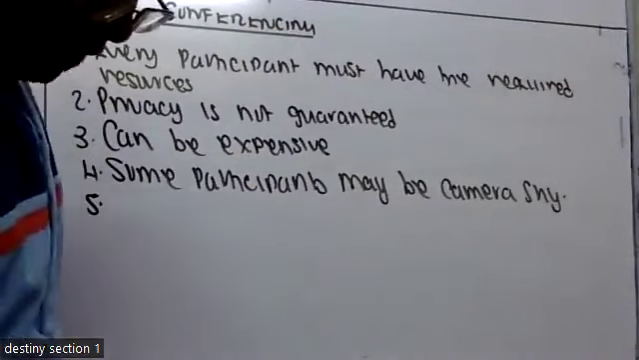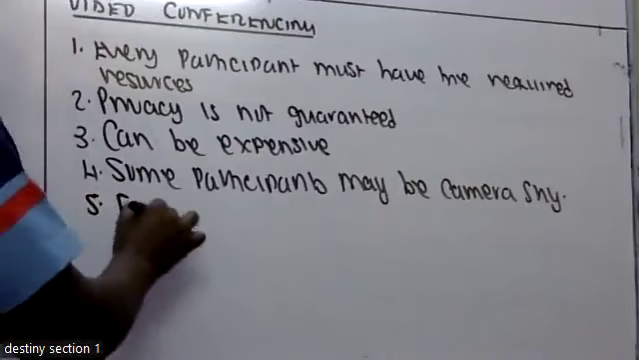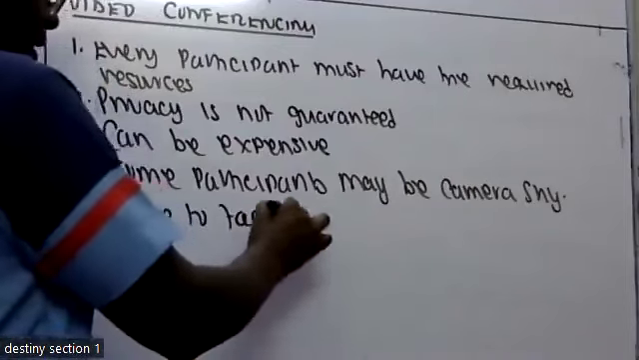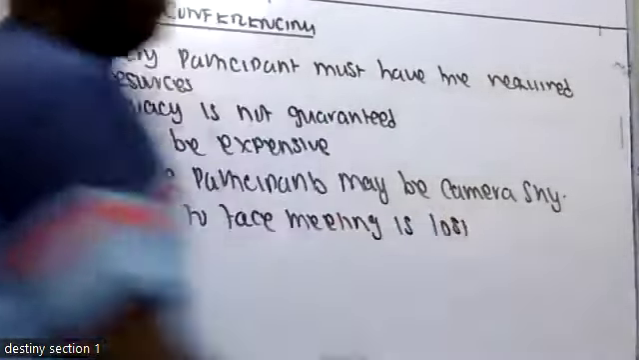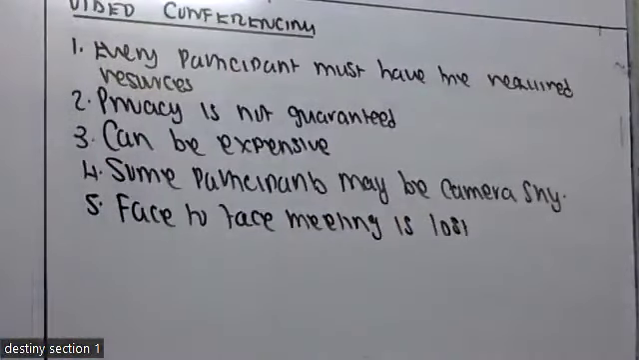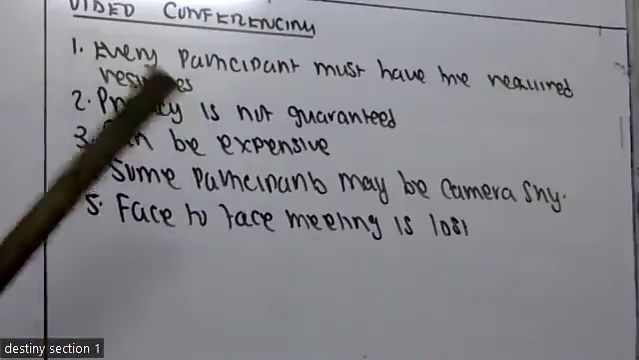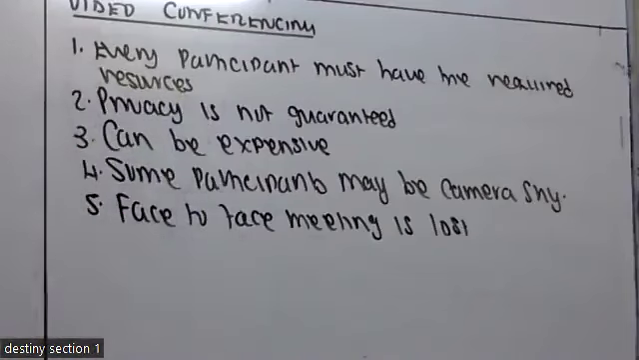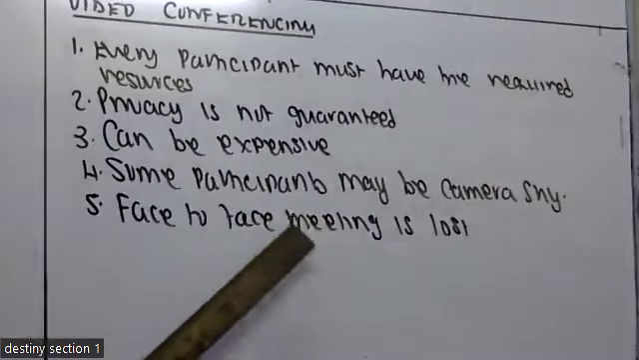Another one, number five, is that face-to-face meeting is lost. When people get used to these online things, by and by we are losing the face-to-face meeting. I think I told you the other day that our physical classes are becoming smaller and smaller, because when people experience this, it is very difficult. Someone like Fatma, I know it will be very difficult now to convince her to come for a physical class.